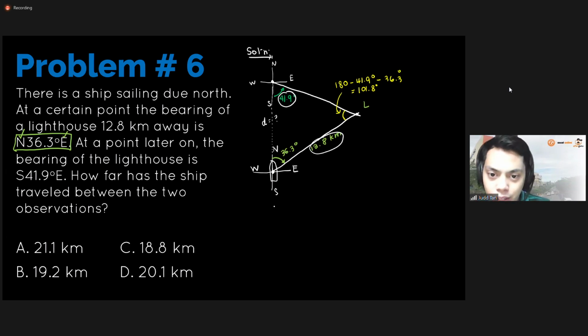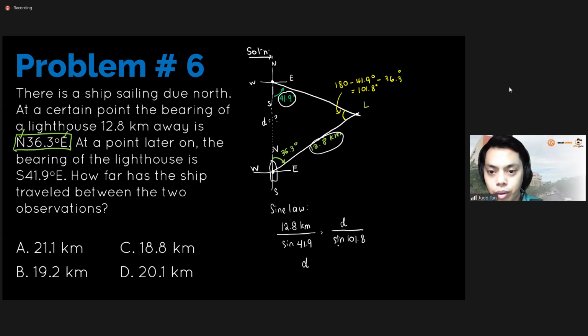Sige, sine law tayo. Okay, sine law is ito, distance 12.8 kilometers divided by sine 41.9 is equal to distance over sine 101.8. Okay. So, cross-multiply na lang and that's distance, letter C, 18.8 kilometers. Thank you. 18.8 kilometers. Check.